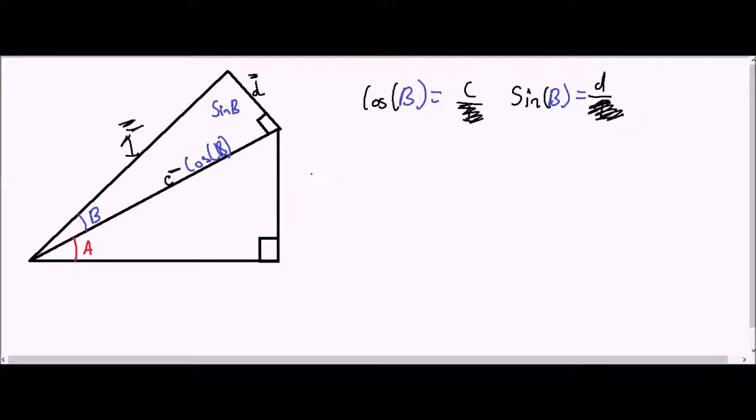Now that we've solved for these two side lengths, we could go ahead and solve for these two side lengths over here. I'm going to call this X. I'm going to call this Y. But there are some more side lengths that we need to solve for first before we can get to any meaningful proof. So I'm going to draw another triangle right here.